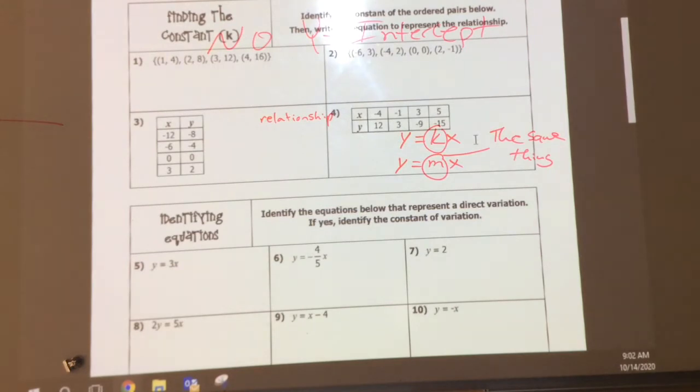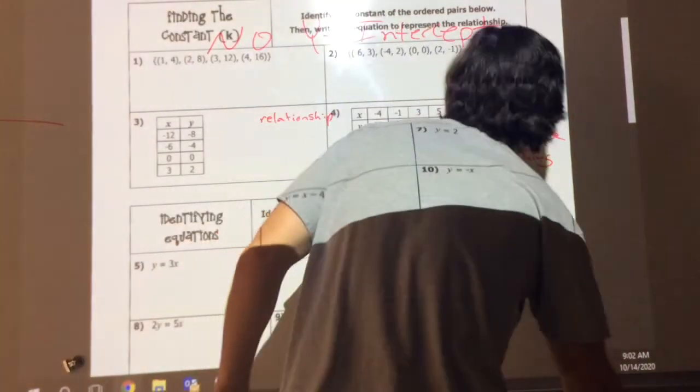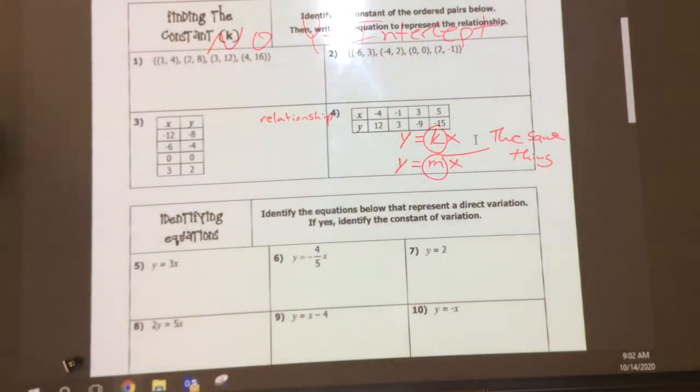Daniel. So now it says finding the constant. Identify the constant of the ordered pairs below. Then write the equation to represent the relationship. All right, so we're going to work through these real quick.